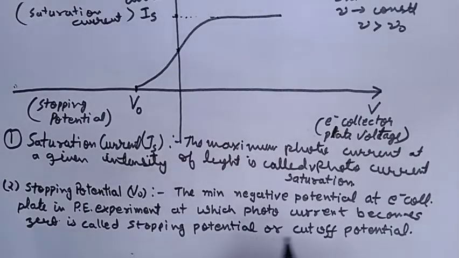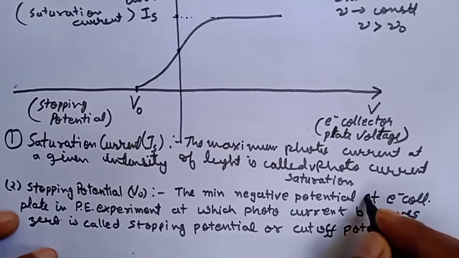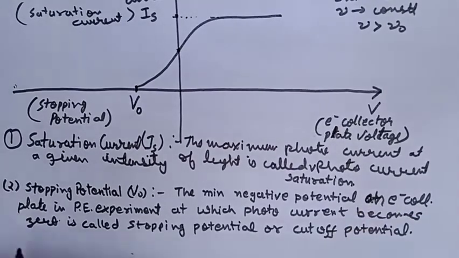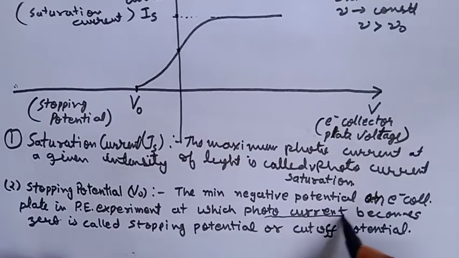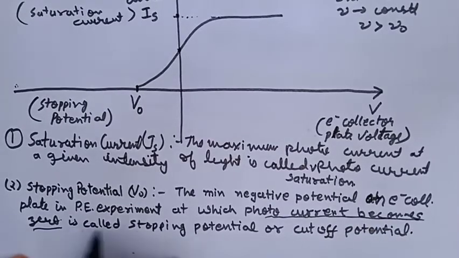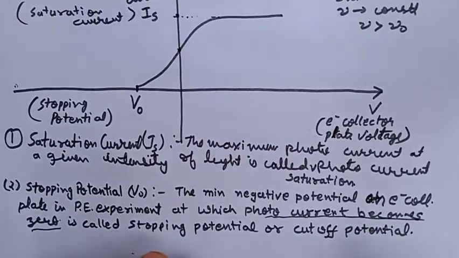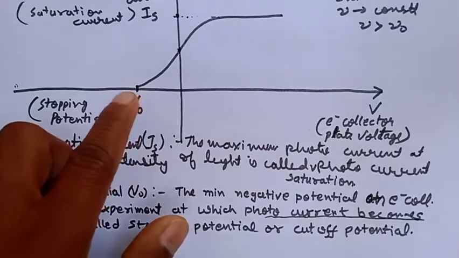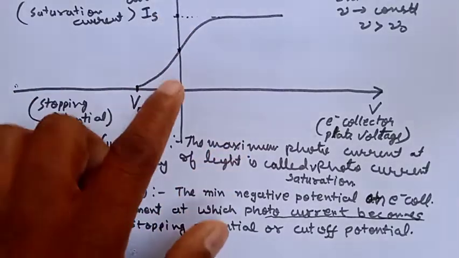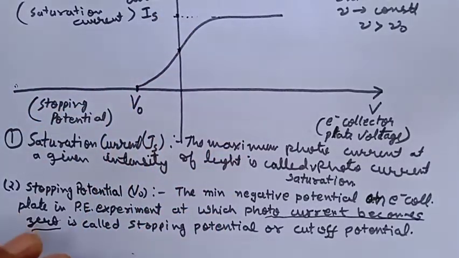So the minimum negative potential at the electron collector plate in the photoelectric experiment, at which photocurrent becomes zero, is called stopping potential or cutoff potential. This, when photocurrent becomes zero.